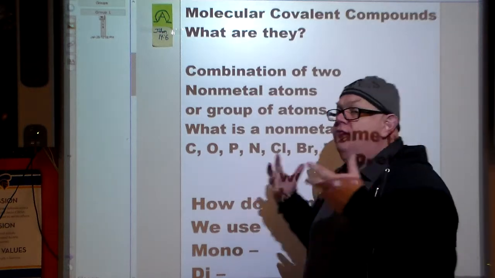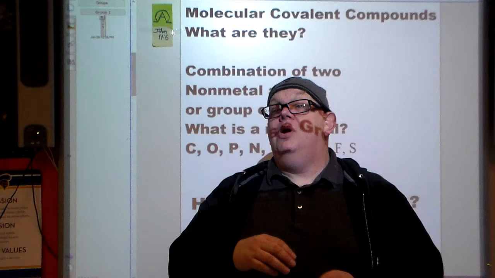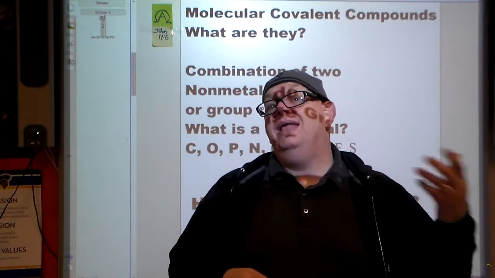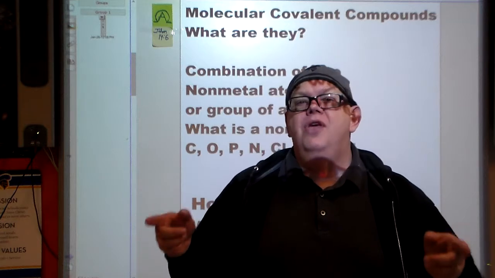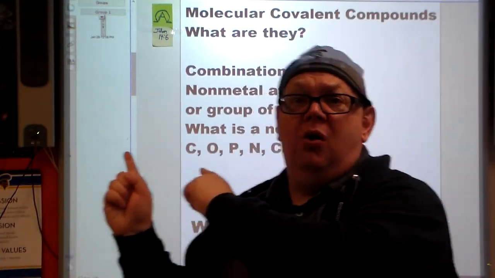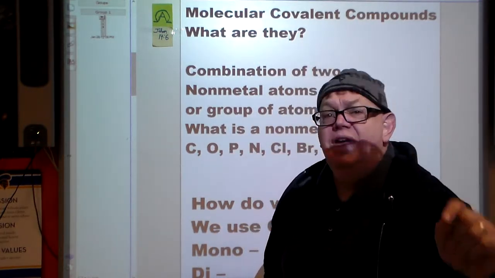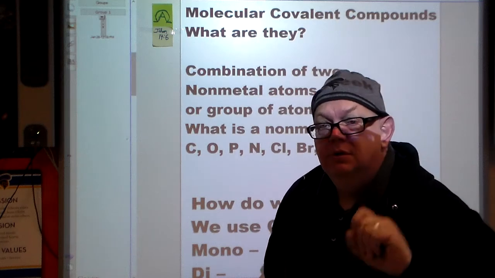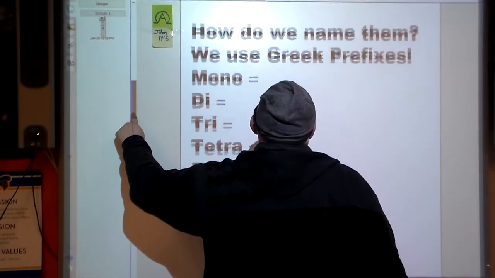They are covalent because they're sharing their electrons, whereas in the other one, the metal gives up its electron and the nonmetal takes it. But again, if you're here for that, turn off this video and get back to the other video. This is only for molecular covalent compounds. All right, so now we've got what a nonmetal is. How do we name them?